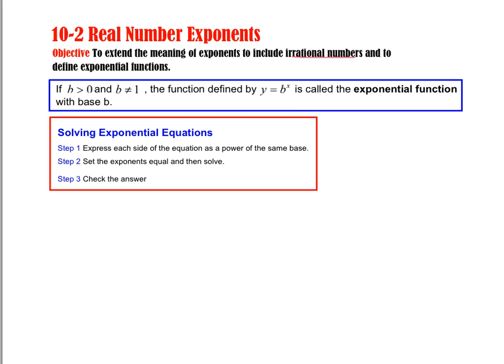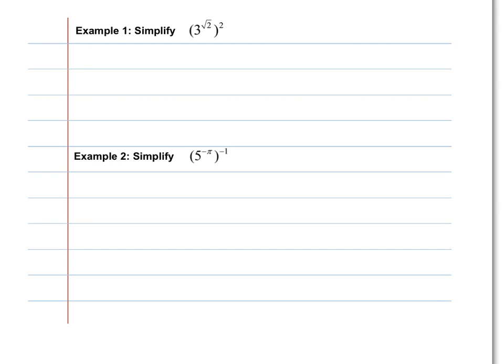And you can see the steps here for that. So we're going to express each side of the equation as a power of the same base. And then we can set the exponents equal to each other to solve. So let's get started. First, we're going to start out with a couple examples of just simplifying expressions that have irrational numbers as their exponents.